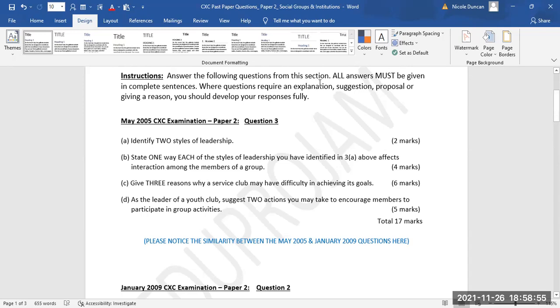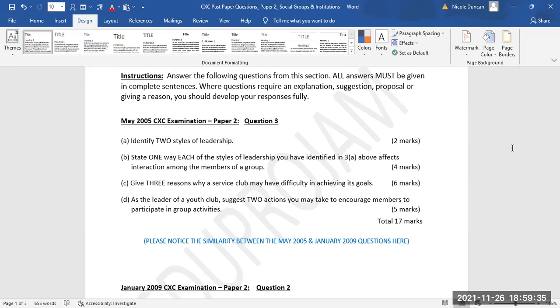Wonderful. So we're doing the May 2005 CSEC examination Paper 2, question 3. The A part of the question asks us to identify two styles of leadership. Autocratic and democratic. Excellent. Democratic, which is also called participative, and autocratic, which is authoritarian. That's a second style of leadership, or let's say laissez-faire. Okay, so we would have gotten our 2 marks right there.